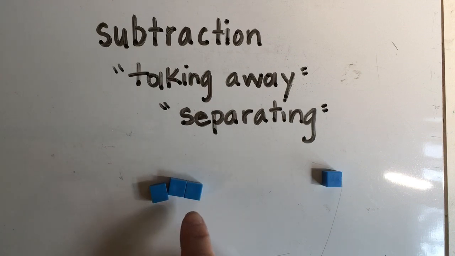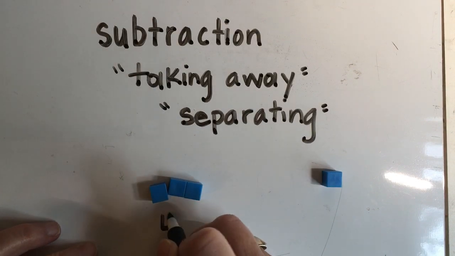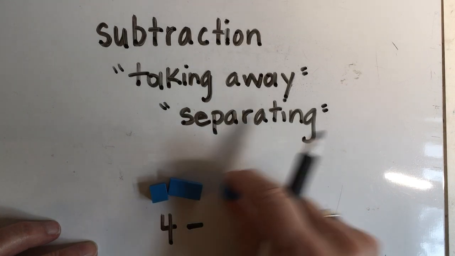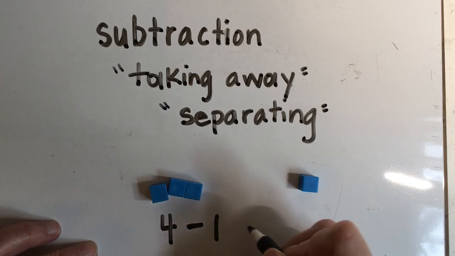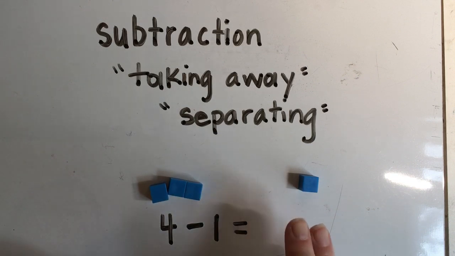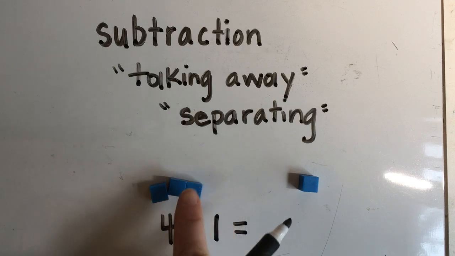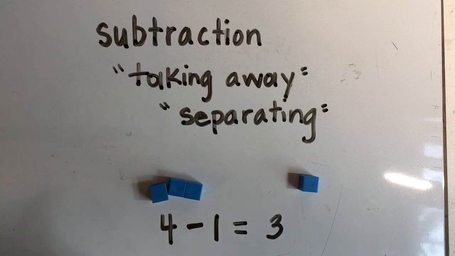And so if I wanted to write a math sentence for what I just did, I would use my original whole number, which was 4. Then I would use my minus sign, which is my symbol that means I'm subtracting. And then I would write the number that I took away, which is 1. And then, of course, since I'm writing a math sentence, I'm going to use my equal sign because I know that the equal sign means whatever's over here has to equal over here. So when I say 4 and take away 1, how many are left? Sure, 3. Good. So that is what subtraction is all about.